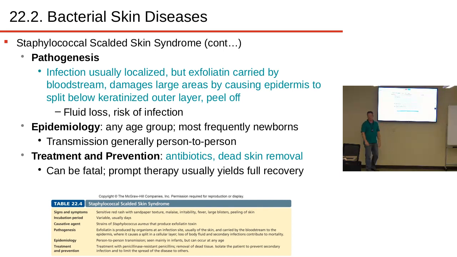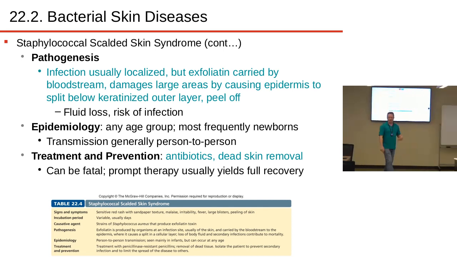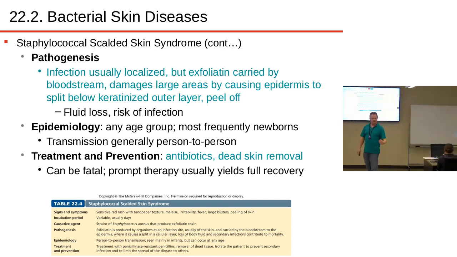Epidemiology is going to be pretty much any age group, but we frequently see it in newborns. It's transmitted typically person to person. And again, just remind yourself over and over again, why is it newborns? Because their immune system isn't quite up to par yet.